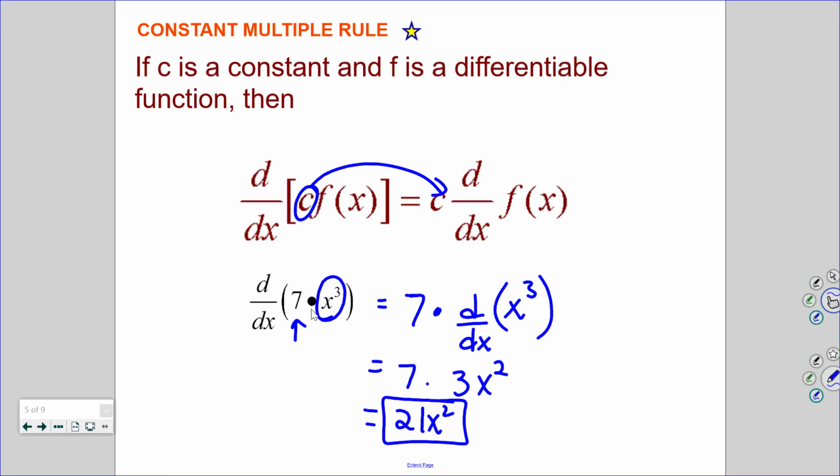If you want to do this in one step, take the exponent that you see, multiply it by the number out front, 7 times 3 is 21, and then just take off 1 from the power. And that's how you could do it in one step.